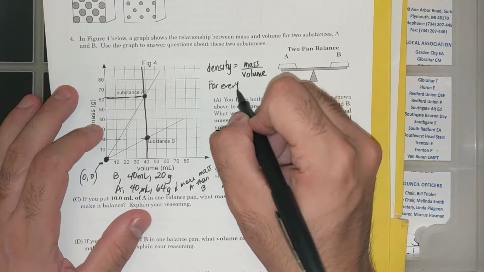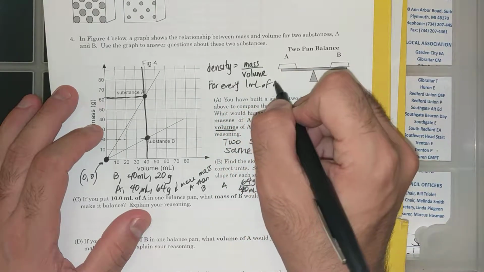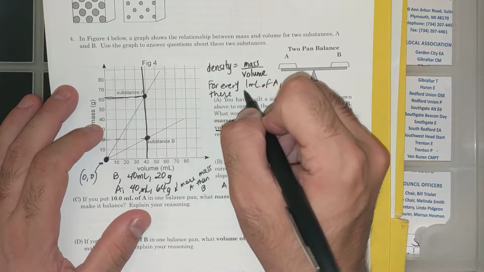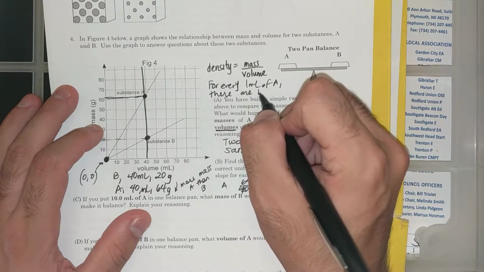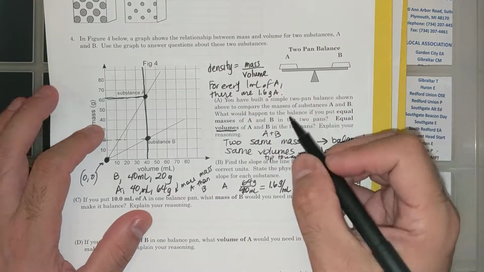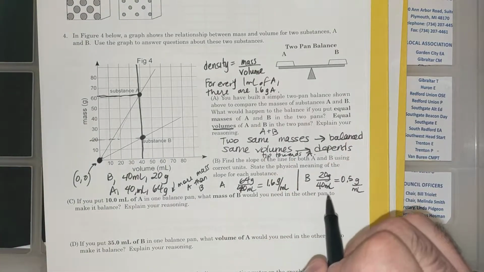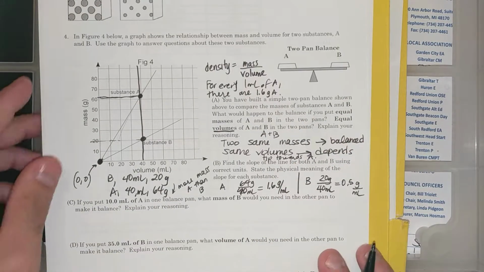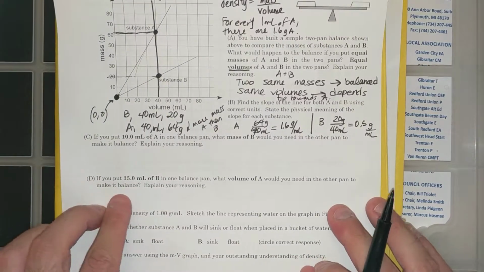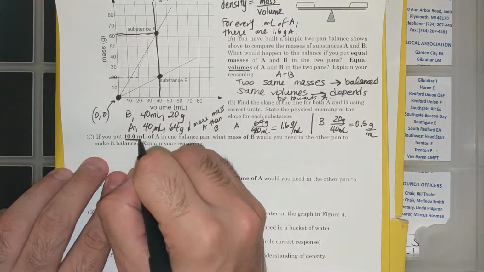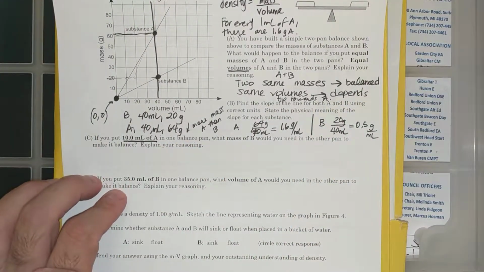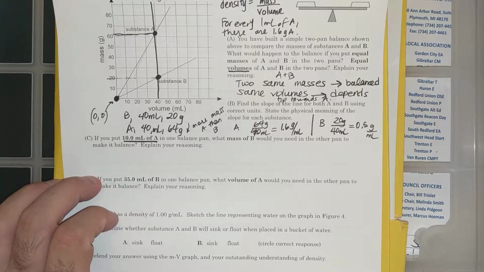1 milliliter of A, there are 1.6 grams of A. And I'm not going to write it, but for every 1 milliliter of B, there's 0.5 grams of B. A little bit more challenging, it says if you put 10 milliliters of A in one balance pan, what mass of B would you need in the other pan?